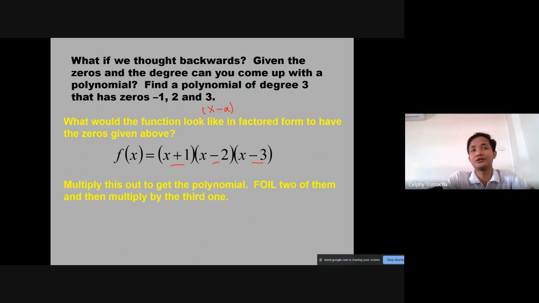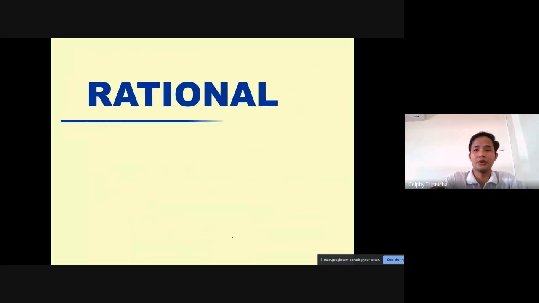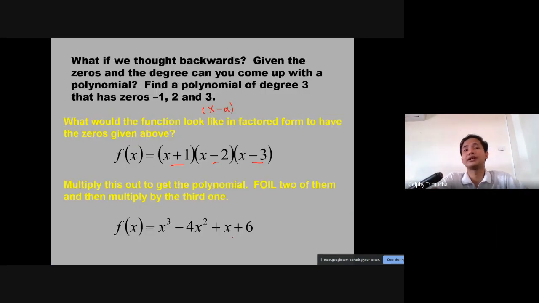So multiply this out to get the polynomial. FOIL two of them and then multiply by the third one, or any possible way you can expand this equation. We will come up with the equation x cubed minus 4x squared plus x plus 6. So that is our equation for this one. This will be easier for you since it is just multiplying and expanding. The main concept I introduced is the zeros of a polynomial, which is helpful in finding the graph of certain polynomials.